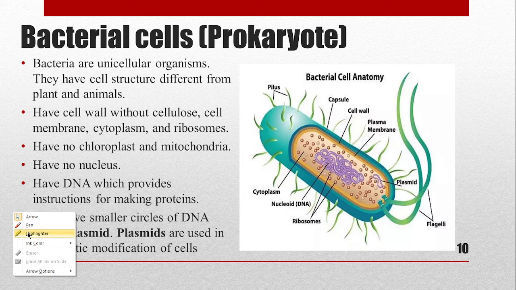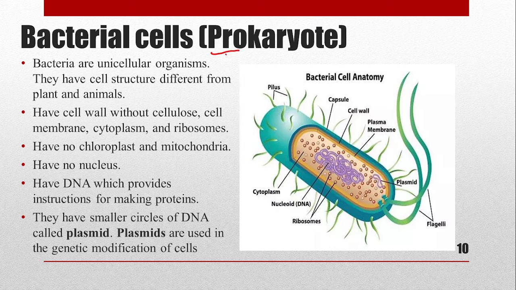Then we must look at bacterial cells or prokaryotes. And why are they called prokaryotes? Because pro means before and karyote means nuclei. Before nuclei, meaning that bacterial cells do not have a nucleus. Okay, bacterial cells are unicellular organisms. They have a cell structure different from plants and animals. They have a cell wall without cellulose. This is the main part. We know the cell wall for plants is made up of cellulose, but in bacteria it is not made up of cellulose.